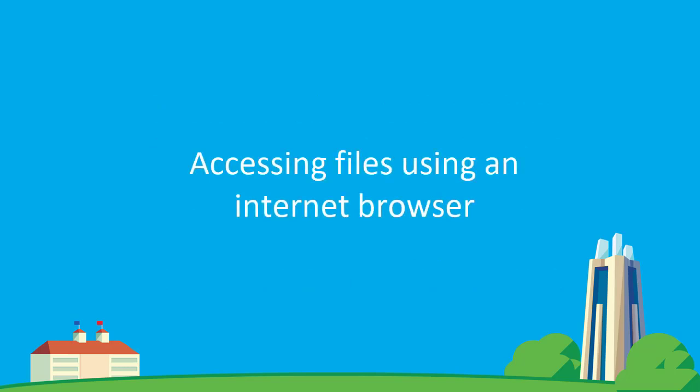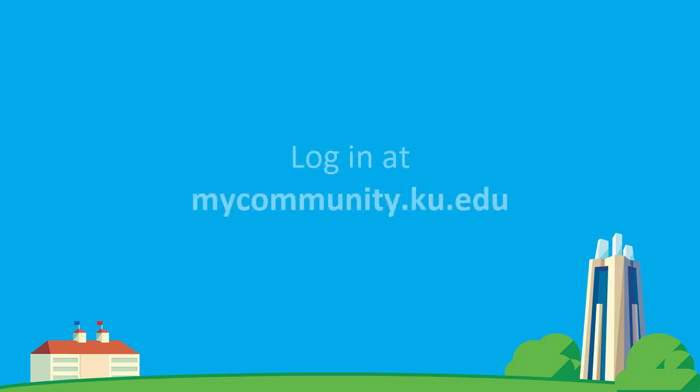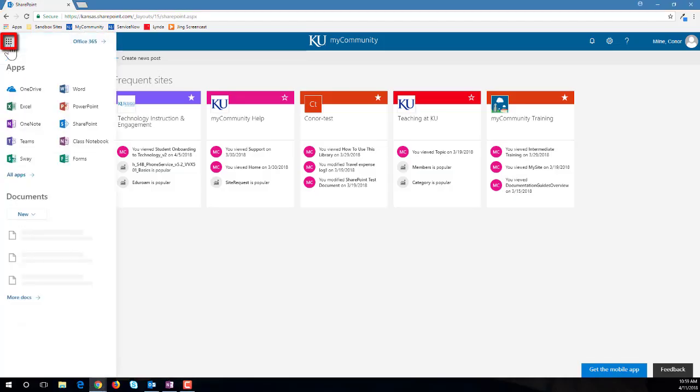From any internet browser, you can log in at mycommunity.ku.edu. Then click on the app launcher and choose OneDrive to go to your OneDrive for Business storage.